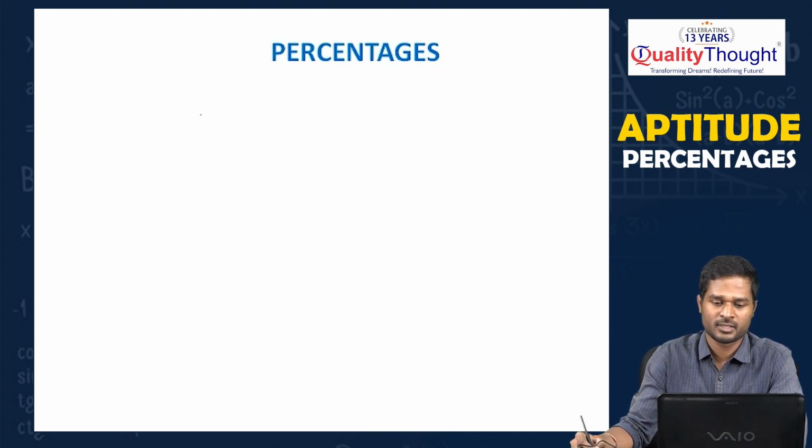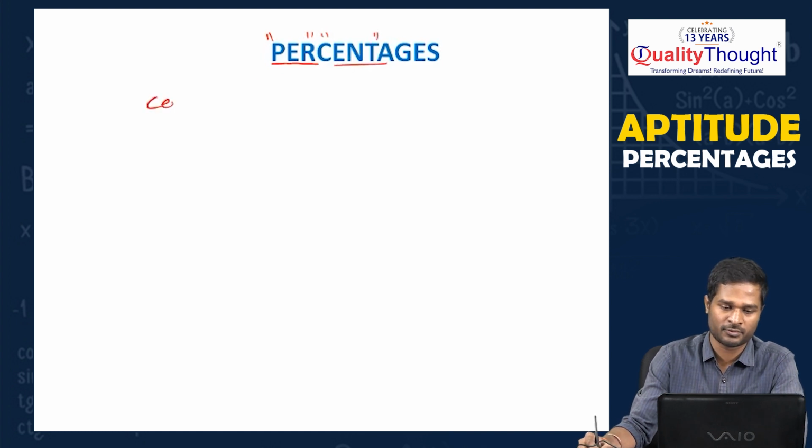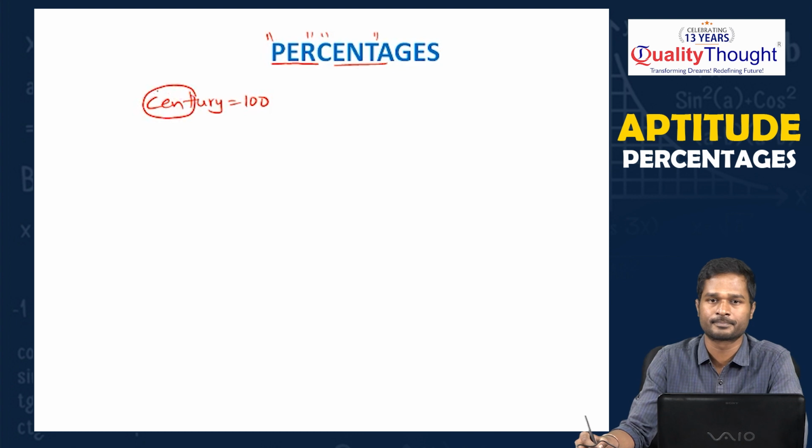Percentages is mainly divided into two parts. In the word itself, this is per, this is cent. We all know what a century is. The value of century is 100. That means this is the word that has been taken out: these four letters are called cent, which equals 100.